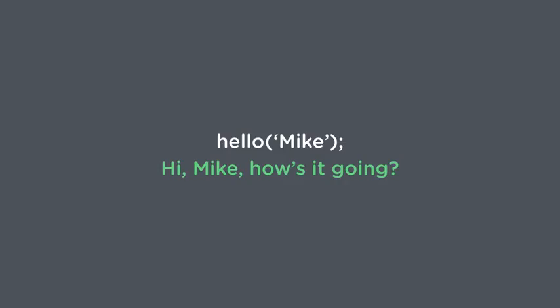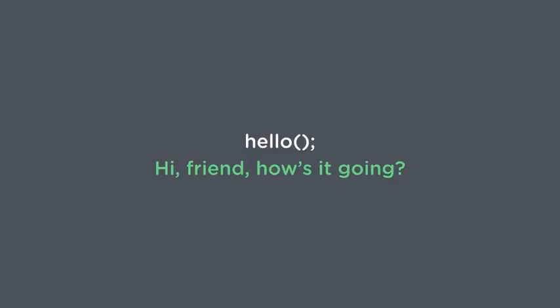But if I choose to just pass through hello, remember we didn't define anything outside of the function scope like before, but now it's going to say, hi, friend, how's it going?